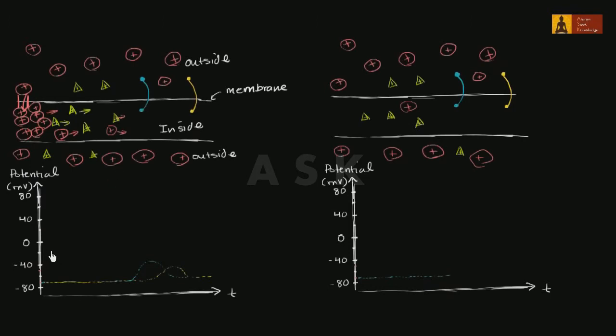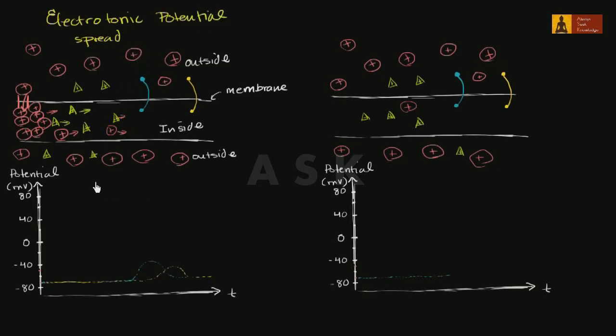And this type of spread of, I guess you could say, a signal is called electrotonic spread. Let me write that down. Electrotonic spread. Or this is a spread of an electrotonic potential. Electrotonic potential.